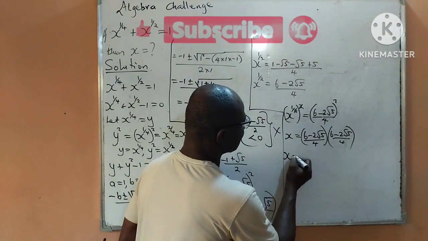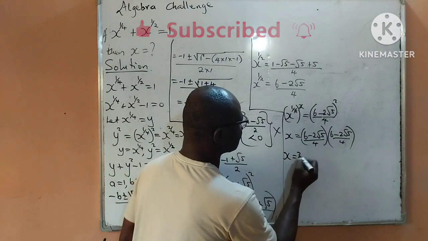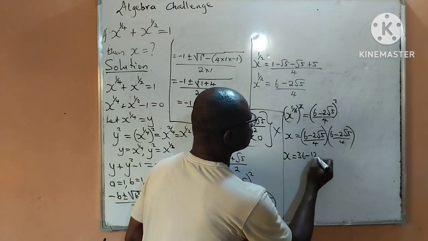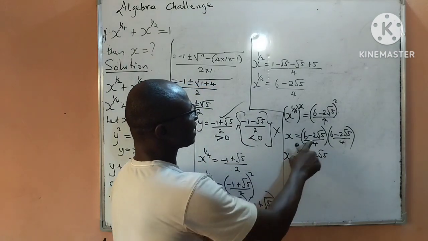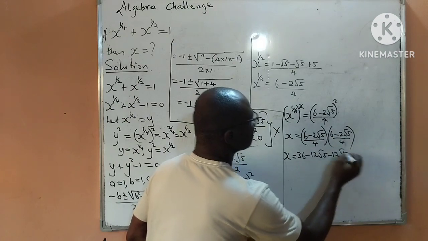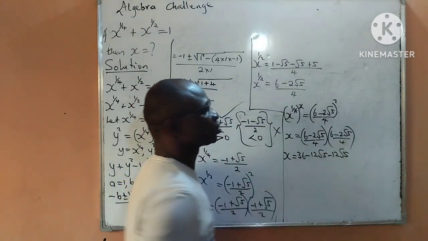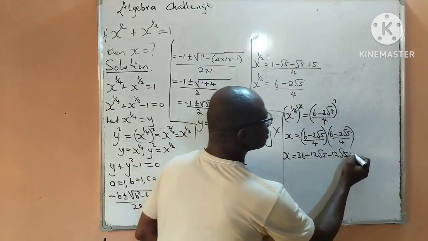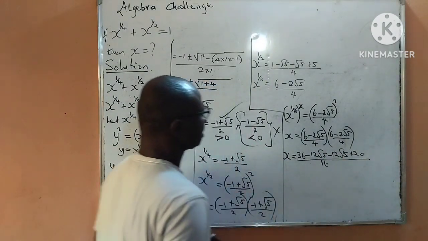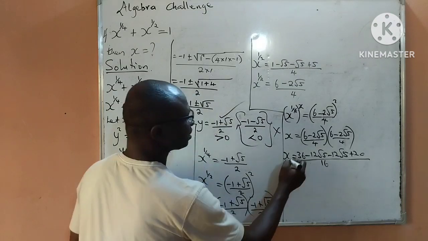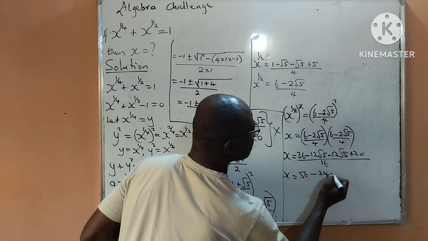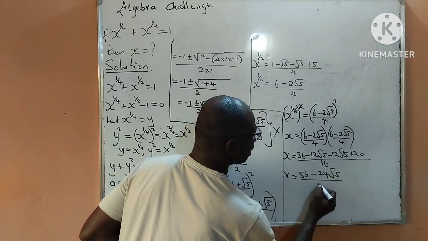Alright. x now is equal to 6 times 6 is 36. 6 times minus 2 root 5 will give me minus 12 root 5. Next, minus 2 root 5 times 6 will give me minus 12 root 5. Then minus 2 root 5 times minus 2 root 5 is going to give me plus 20, divided by 4 times 4, which is 16. This is now going to be 36 plus 20, which gives me 56, then minus 24 root 5 all over 16.